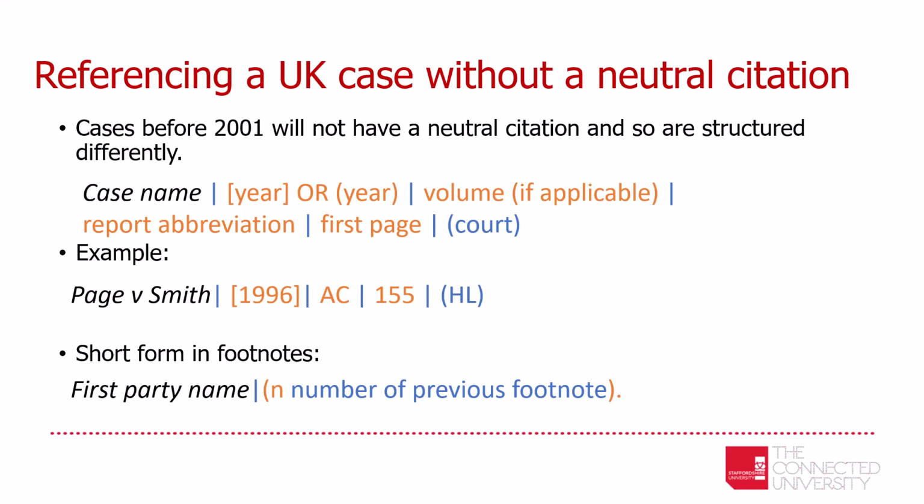For any report before 2001, there may not be a neutral citation. So in this case, you just use the report citation and the court. The parts required to make up this citation are the case name. Again, these are adverse parties separated by the same lowercase unpunctuated v in italics. You then go straight to the report citation information, which is shown here in orange. It consists of the year in square or round brackets, the volume, the report abbreviation, and the first page. You follow this with the abbreviation for the court in round brackets, as shown in blue.